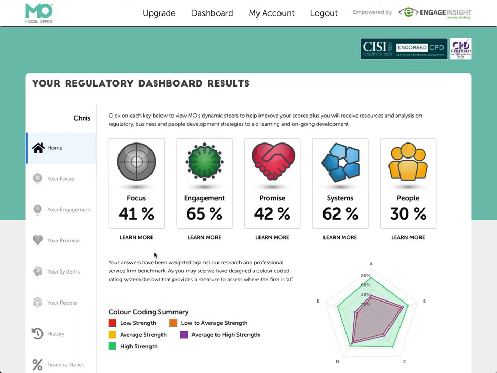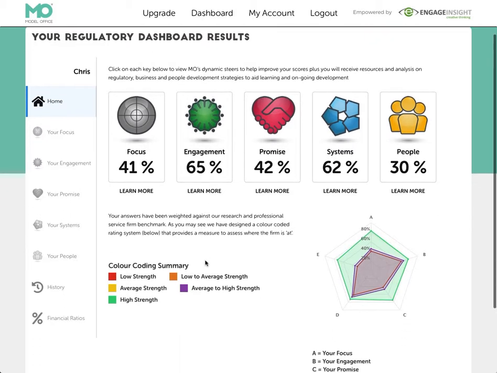The dashboard currently shows, as per the other videos, really focused on the compliance issues from your focus, engagement, promise, systems and people. But the key issue with this is that we need to understand the color coding summary for how the diagnostic works and the algorithm works to pull out a heat map dashboard across the system, and that includes the financial ratios. So you've got the low strength to the high strength, and it's more granular than a reg rated system.